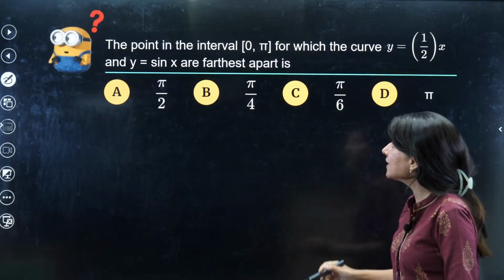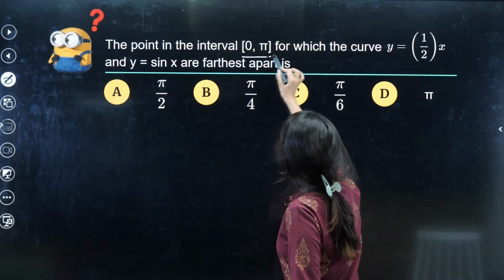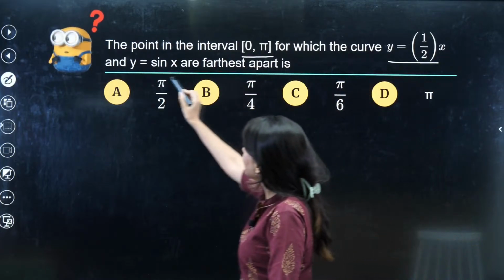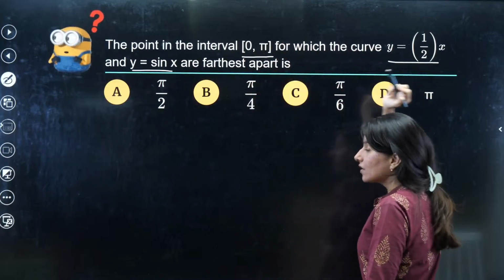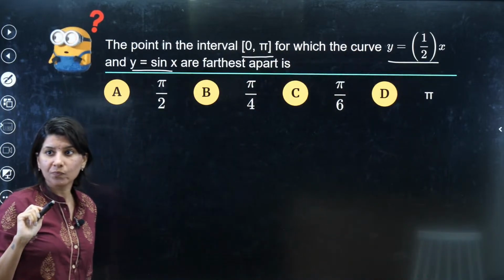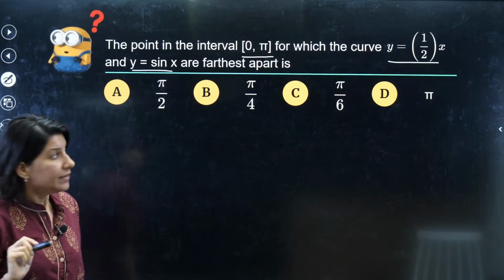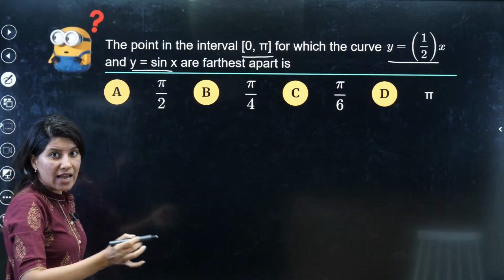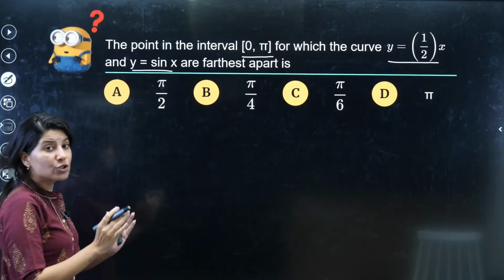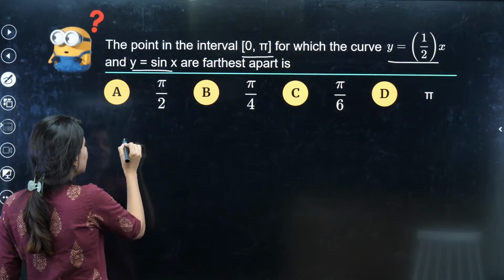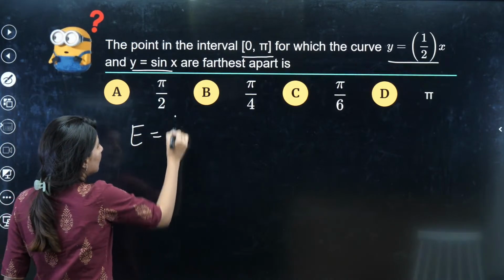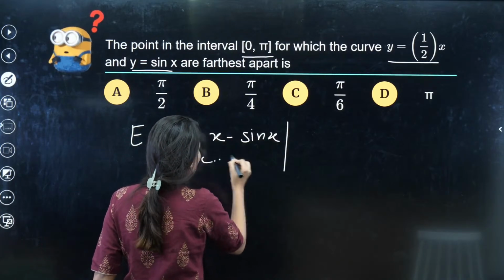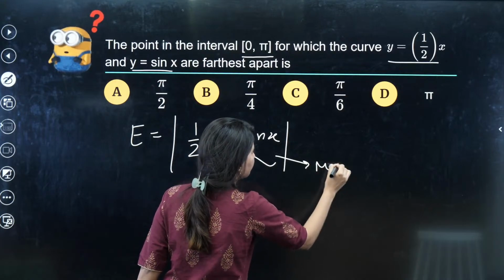What they are saying is, the point in the interval 0 to pi for which these two curves are farthest apart. So we basically have two curves and the distance between the two curves should be maximum. That means if I talk about E, it should be equal to half of x minus sin x. This value should be maximum.